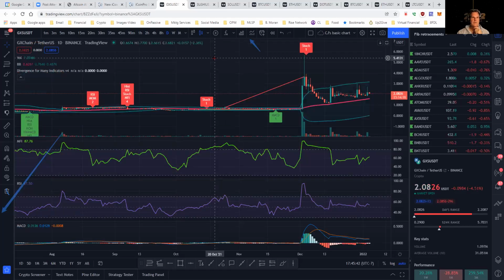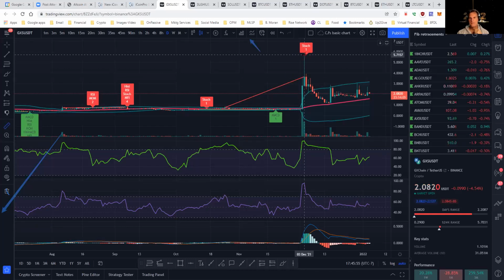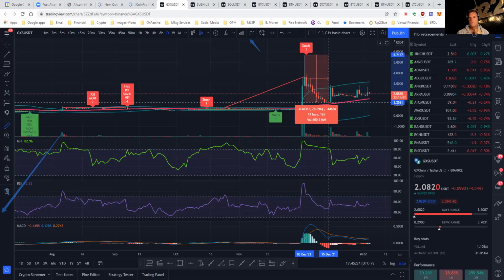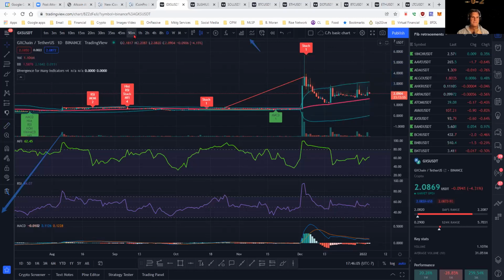All right, on the day chart for GXS, big pump here back in early December. Oh, that was a December 3rd crash. So it pumped that day and then crashed big. Yeah, 78% in about 2 weeks. It hasn't recovered much of it.